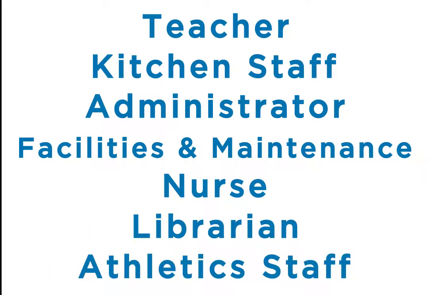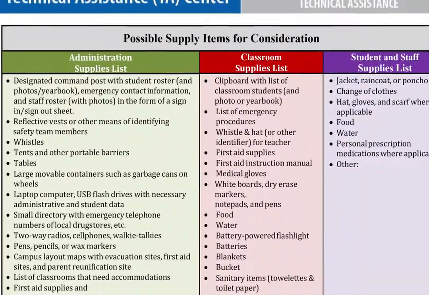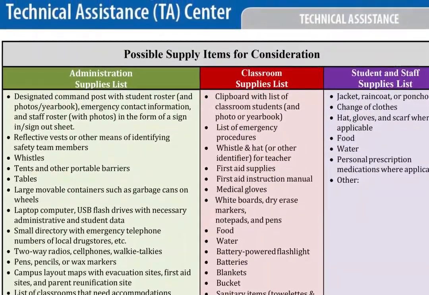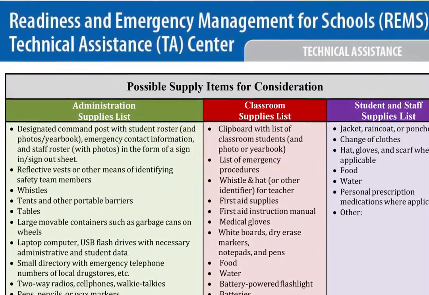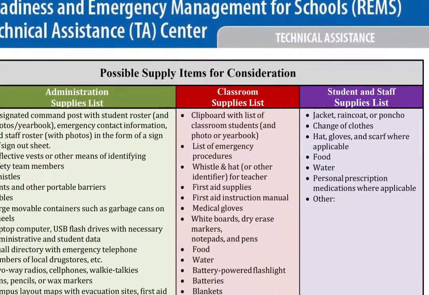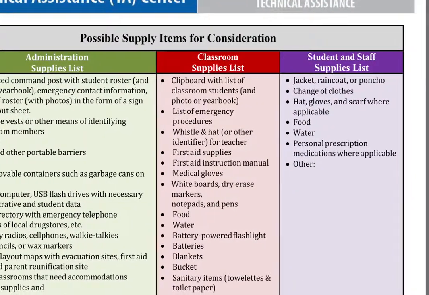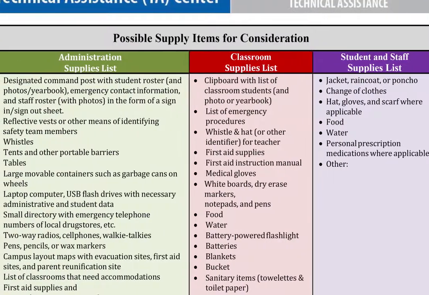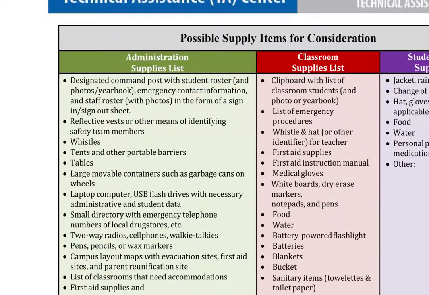No matter your position or role in the school, now is also a good time to check your emergency supplies. Page 46 in your training participant manual lists emergency supplies for administrators, classrooms, and students and staff members. These supplies are particularly useful after an earthquake, as well as other emergencies. You may not have all the items on the list, but you can start putting together the supplies now and add to them when you can.